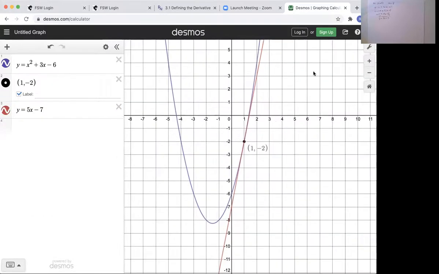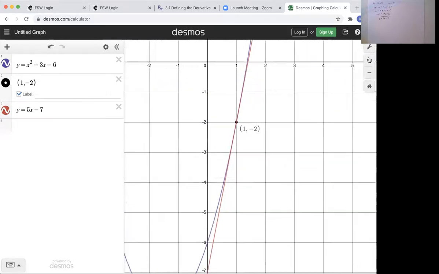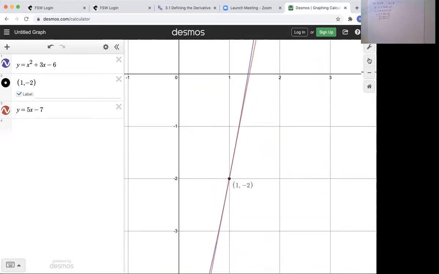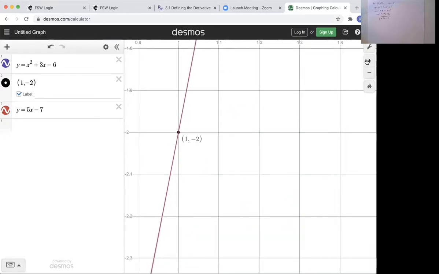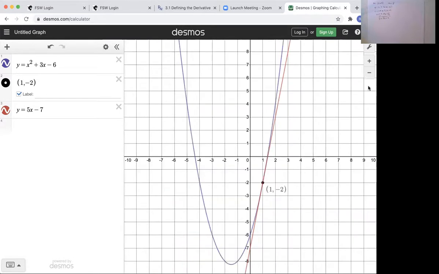So if I zoom that thing in, the red tangent line and the purple parabola should be basically the same thing there. Are they? Basically the same thing? Yeah, I think so. So now what does this mean? What did we do? Remember, our original question was this.